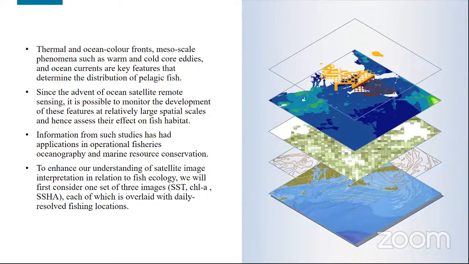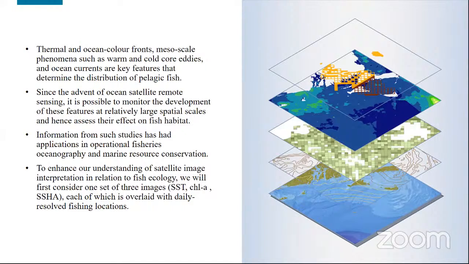So thermal and ocean color fronts, mesoscale phenomena such as warm and cold core eddies and ocean currents are key features that determine the distributions of pelagic fish. Okay, since the advent of ocean satellite remote sensing, it is possible to monitor the development of these features at relatively large spatial scale and hence assess their effect on fish habitat. So information from such studies has had applications in operational fisheries oceanography and marine resources conservation.